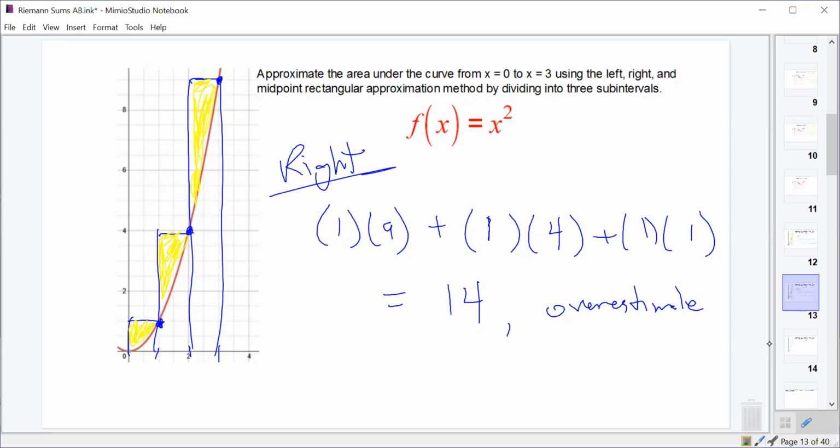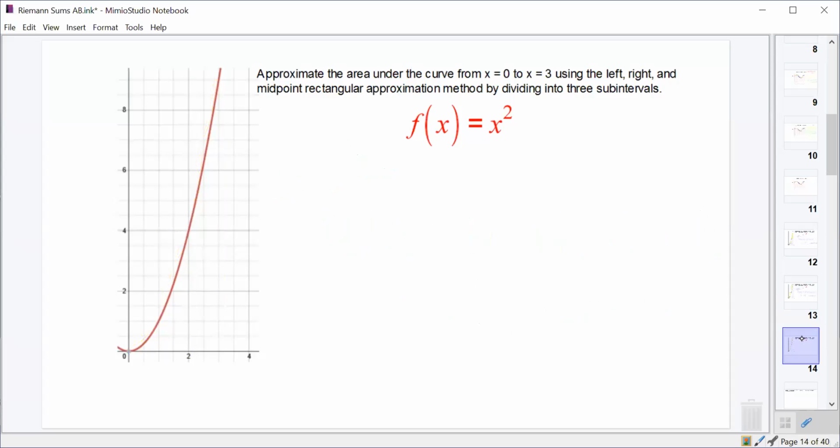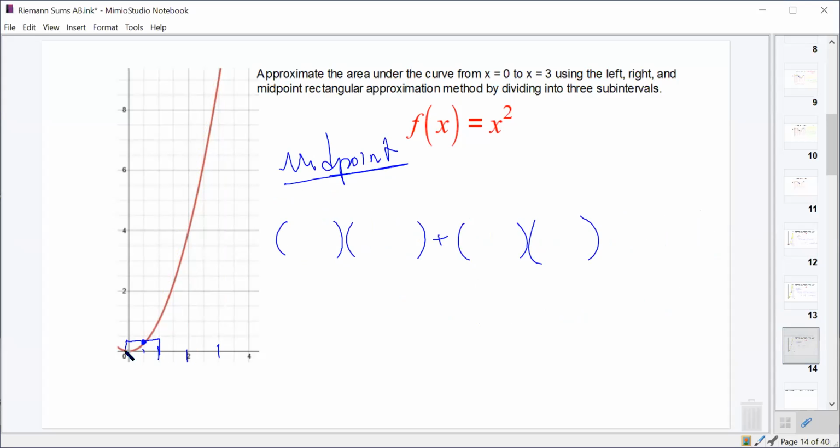Let's try to do a midpoint one. What do you think we're going to get? Probably something between 5 and 14. Hopefully we get something between 5 and 14. So let's do our midpoint. Still going 0 to 1, 1 to 2, 2 to 3. What's the midpoint of 0 to 1? 0.5, or I'm going to say a half, right? Right here, I'm going to go up to the value of my function and make a rectangle. The width is 1. In fact, the width for all of these is going to be 1, aren't they?